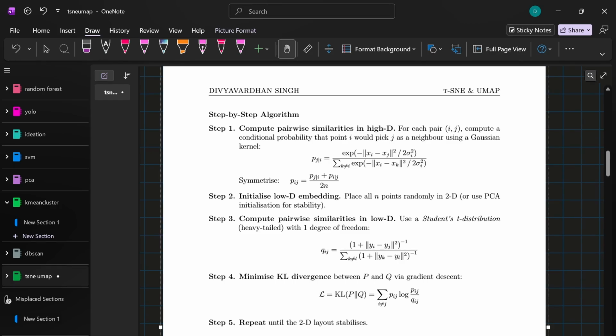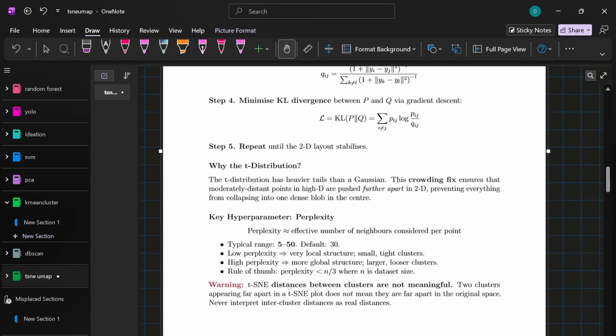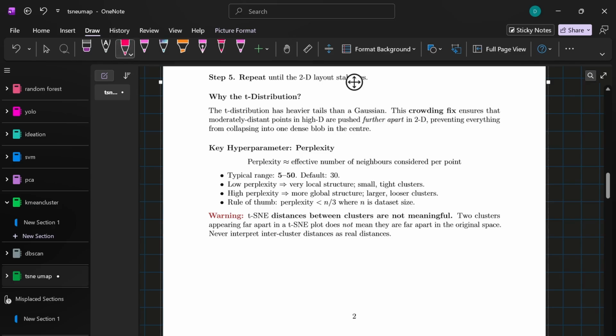Here, one of the most important hyperparameters is perplexity. Think of it as the effective number of neighbors per point. Typical range is from 5 to 50, default 30. Low equals tight local clustering, and high means losing global structure.